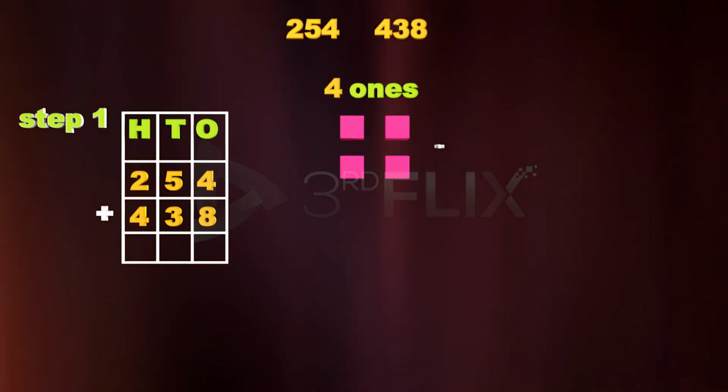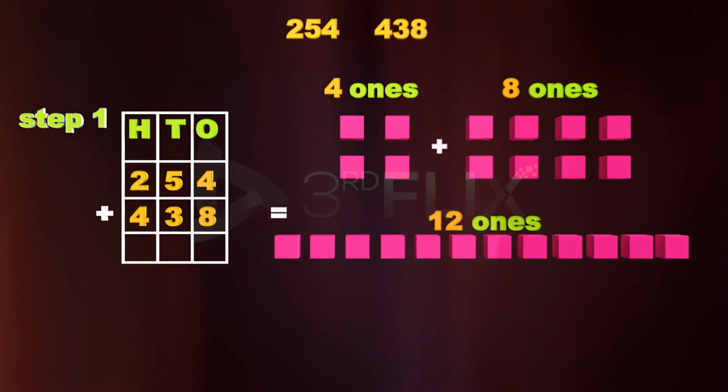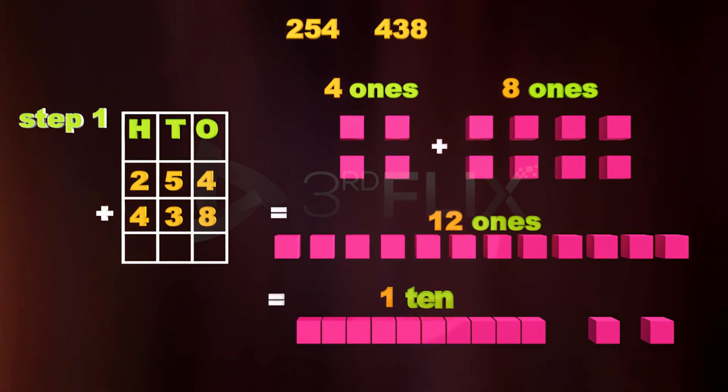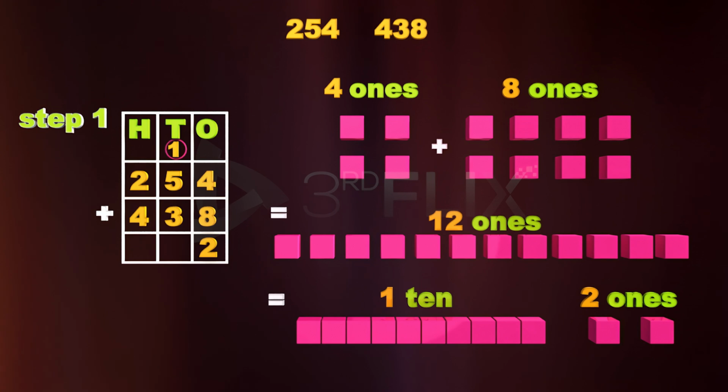4 ones plus 8 ones. So, 4 plus 8 is equal to 12 ones, which is equal to 1 ten and 2 ones. Keep 2 under the ones column and regroup 1 to tens.